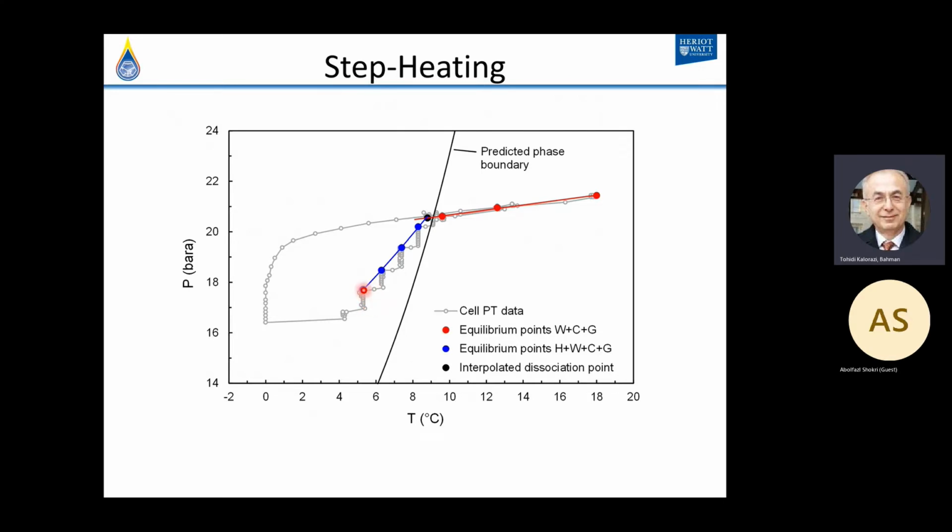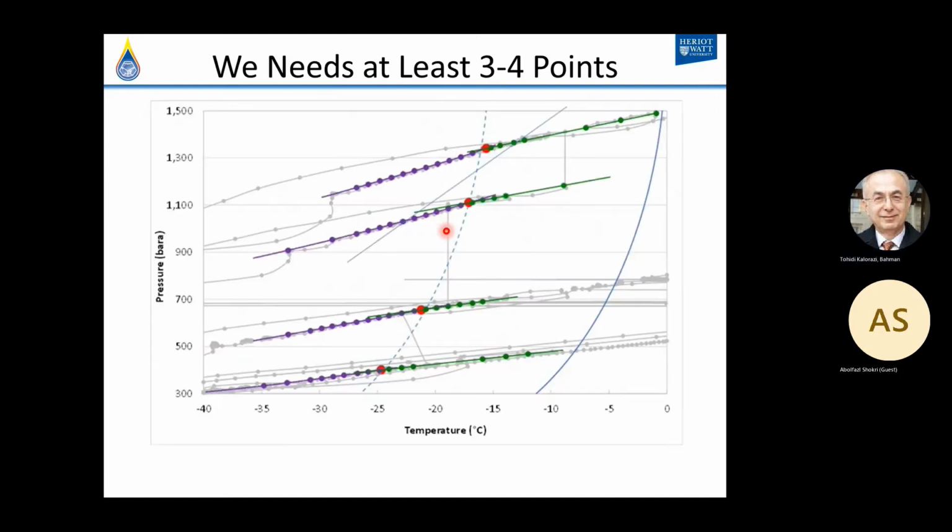Now these are equilibrium points. Another degree, wait to melt. Another degree, wait to melt. And this is called step heating. If you connect these points together, we should determine the correct hydrate dissociation point.